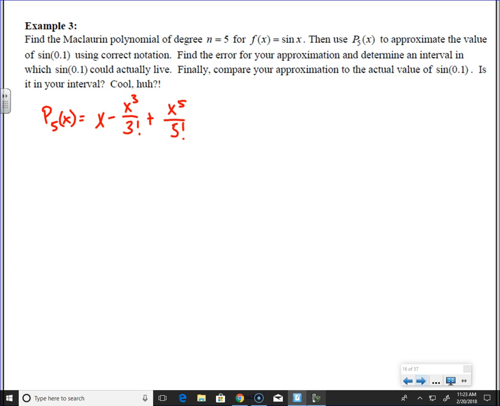Now it says use it to approximate what? Sine of 0.1. Does this notation make sense? No. The 5th degree Taylor or Maclaurin polynomial, which is a Taylor polynomial, will approximate sine of 0.1. Does that make sense? Yeah. Okay. So then I approximate by plugging in.